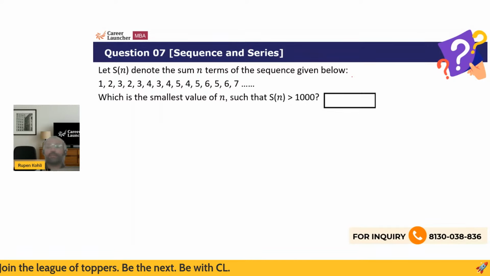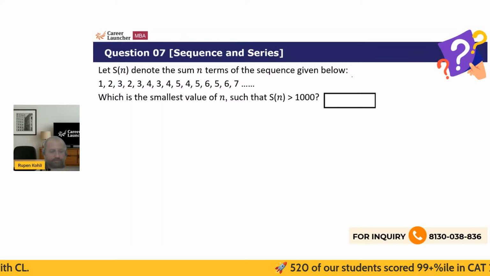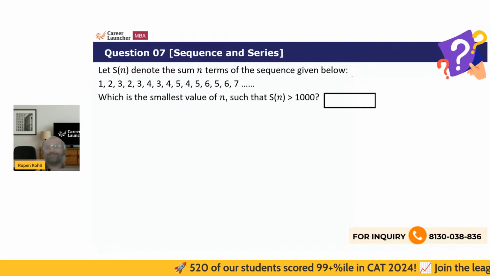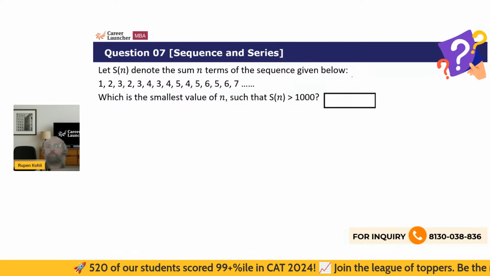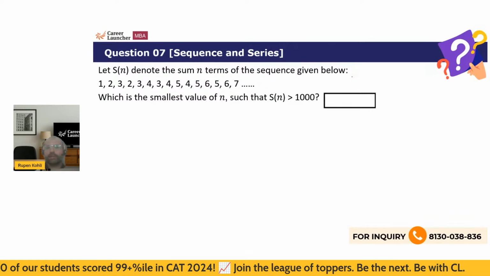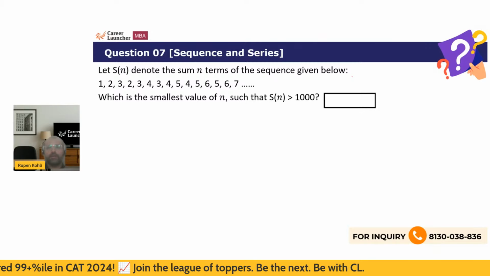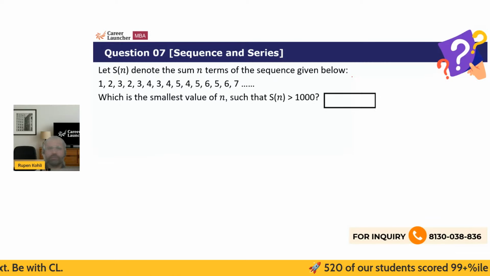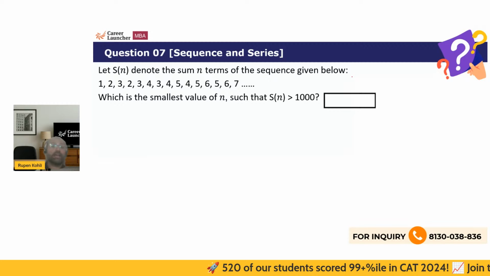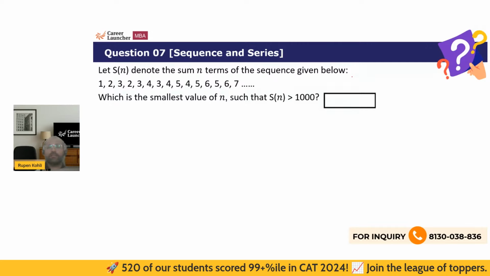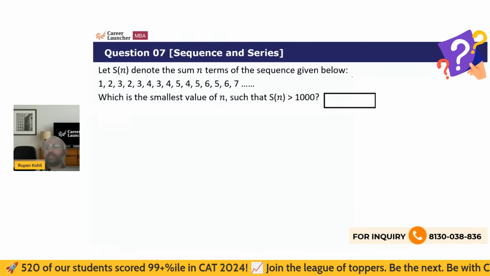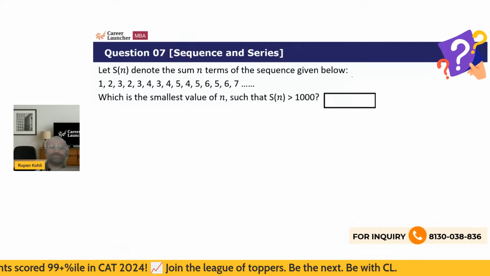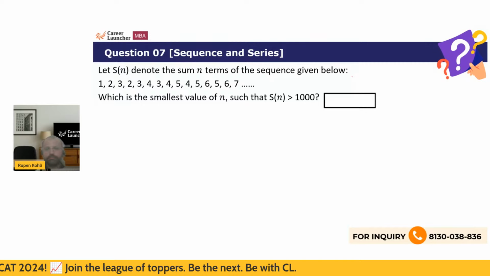Now this is my favorite one. Let's see if you can do this. I'll give you some time to try this. Let's see if somebody can solve this. Let Sn denote the sum of n terms of the sequence given below. And there is your sequence. Look at this, what is happening over there. Which is the smallest value of n such that S of n is more than 1000?